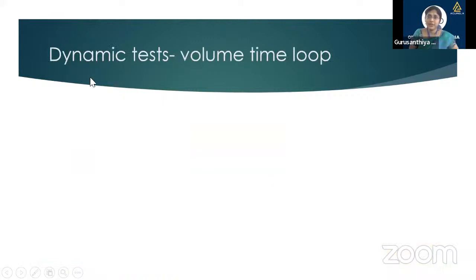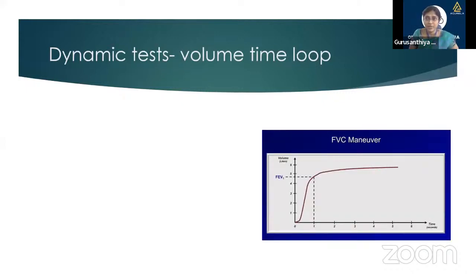As of now, we have seen only the bedside pulmonary tests and the lung mechanics involving the static lung volumes and capacities. Now we are going to see the dynamic tests. The first one is the volume time loop. What is a volume time loop? You ask the patient to inhale maximally and then exhale to a forced vital capacity, which is shown here like this. So exhale over 6 seconds.